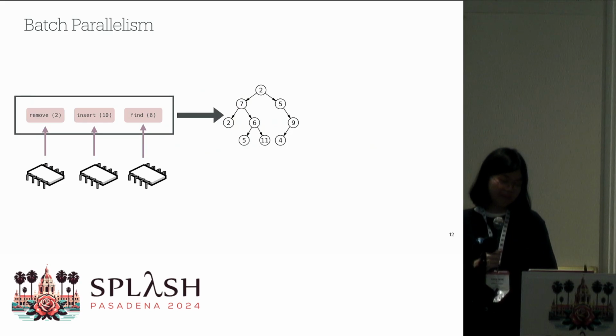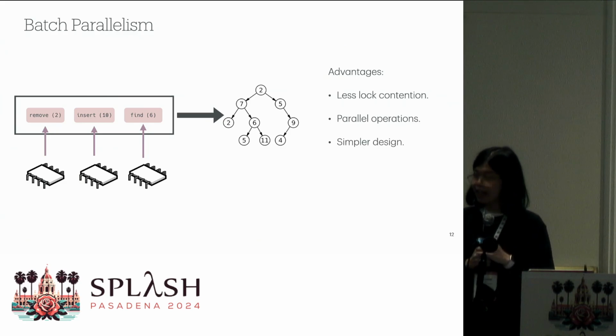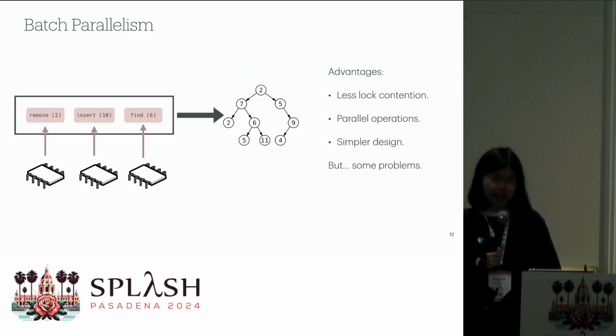So again, advantages. Versus a coarse-grained data structure, we have less lock contention since the lock doesn't have to be acquired for every request. And we can process operations in parallel. And versus a fine-grained concurrent data structure, we can get a simpler design for, well, a batch data structure. But we still have some problems.